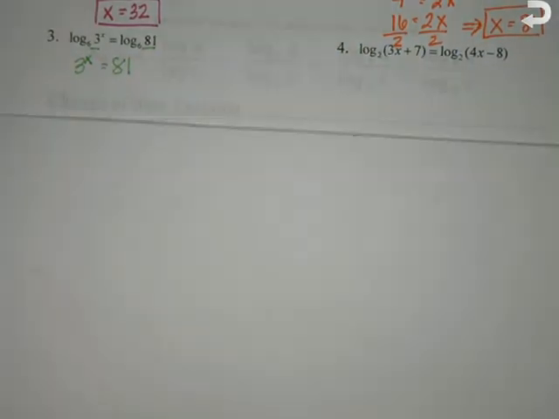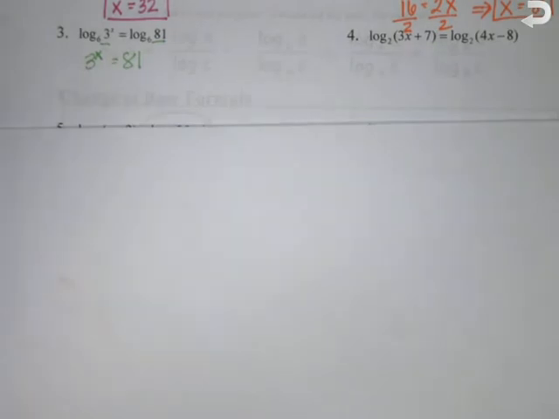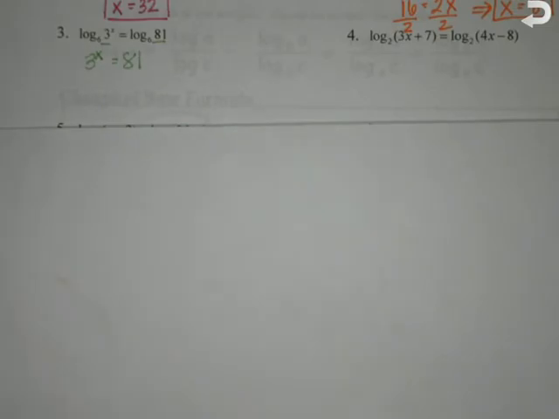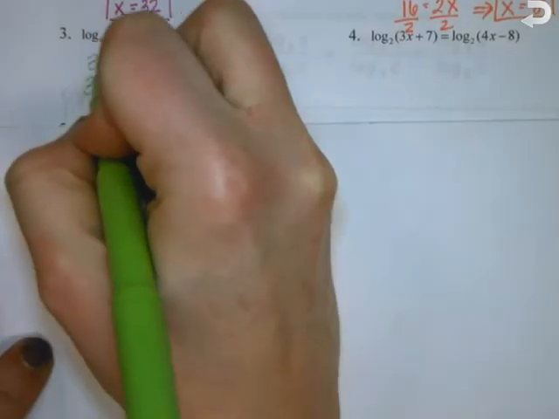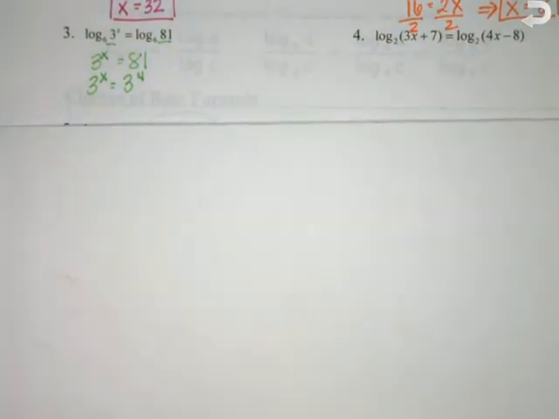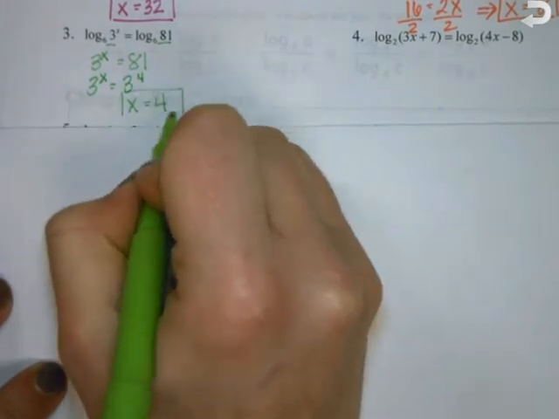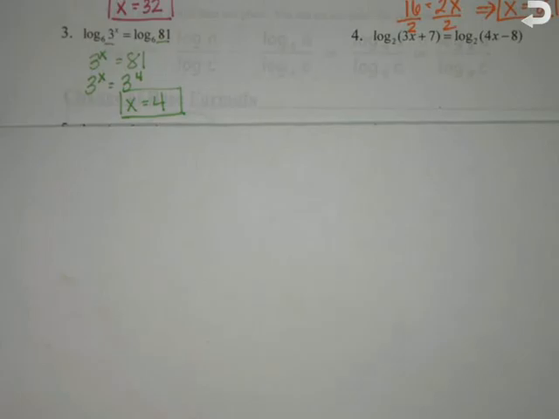Now we're going back to 8A again. I need to rewrite 81 as a base of 3. So that's going to be 3 to the x equals 3 to the 4th. So I can drop those bases again. So x equals 4. So we actually had to do the same process twice in this problem. But same idea.